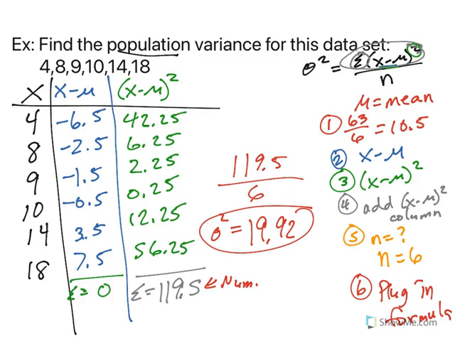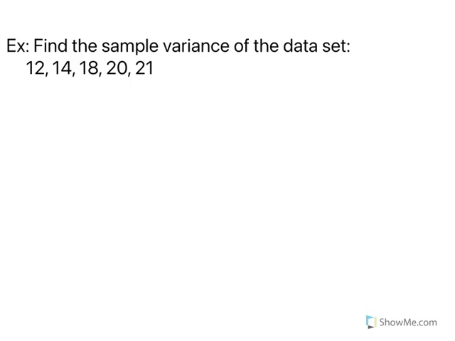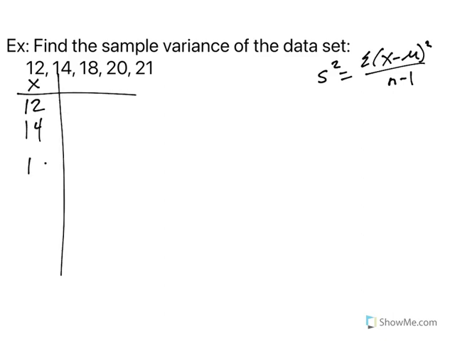Okay, let's do one more, but we'll do it as a sample. So remember the sample is s squared equals the summation of x minus mu squared over n minus 1. So here we're dealing with 5 numbers. I have 12, 14, 18, 20, and 21. So again, we've got to find the mean. I add these together, and I get 85. I divide by 5, and my mean is 17.